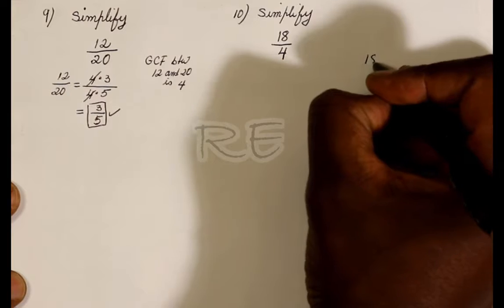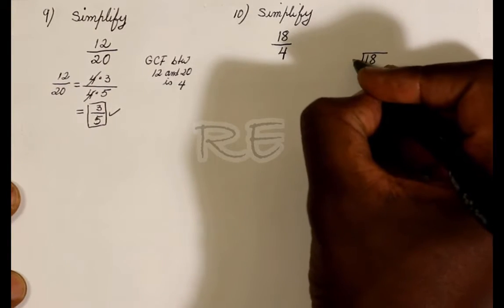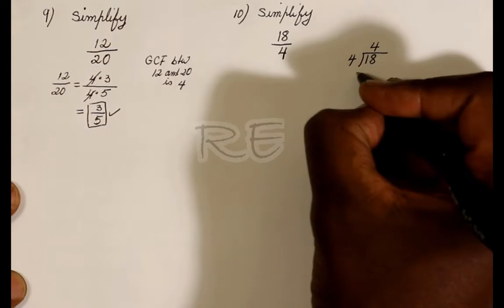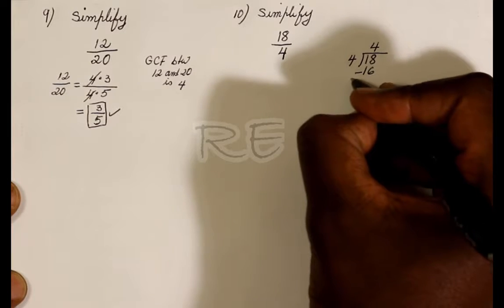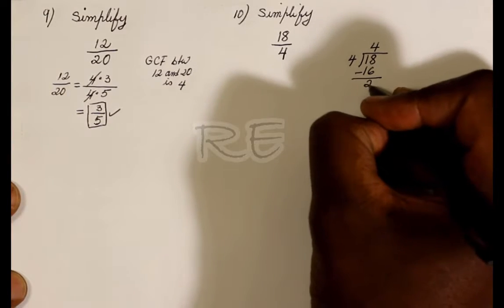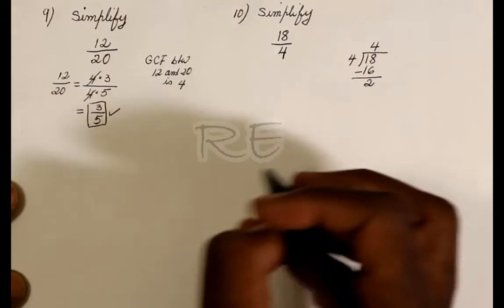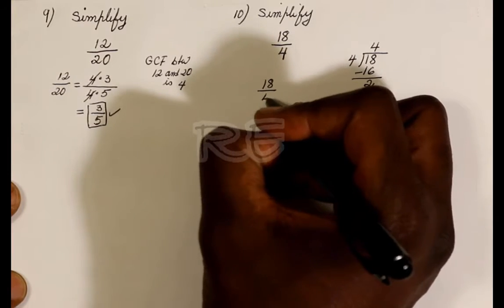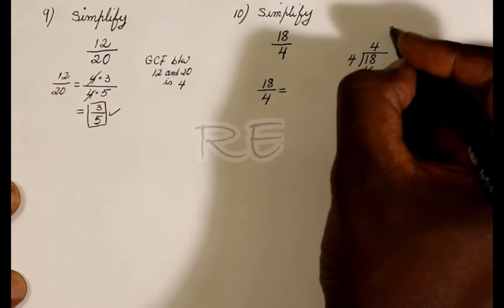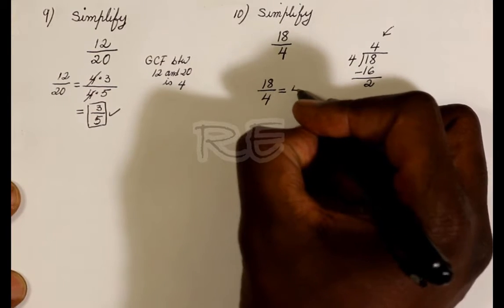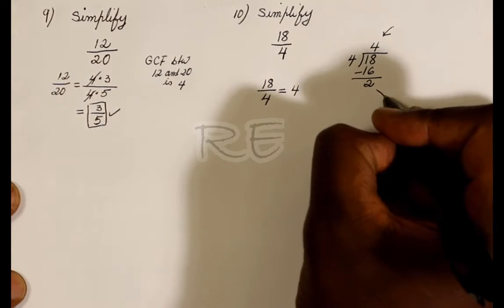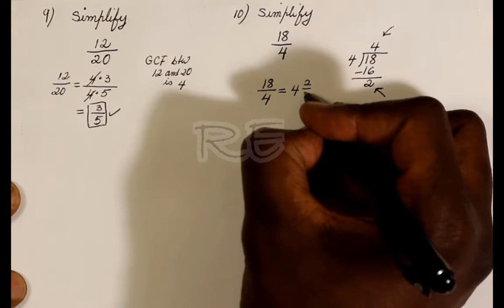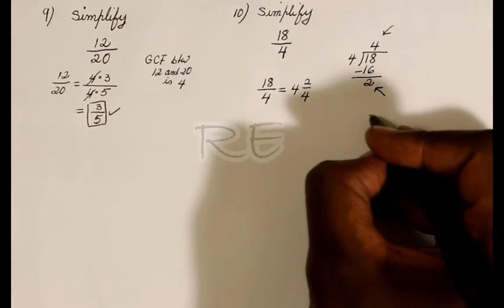Simplify 18 over 4. If you realize that 18 over 4 is 9 over 2, you will do it faster. But we can always divide. 4 goes into 18 evenly 4 times. Minus 16, and the remainder is 2. So 18 over 4 is really, the whole is 4. The remainder 2 is the numerator, and 4, the divisor, is the denominator.